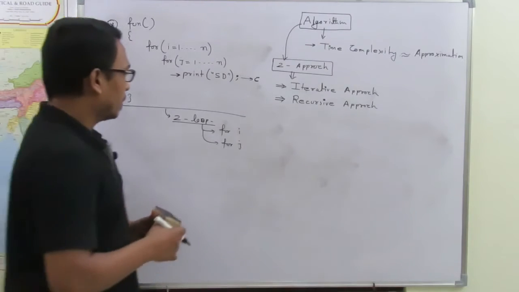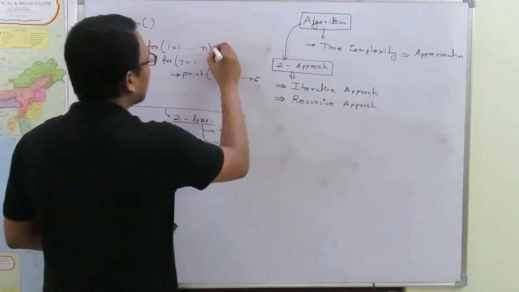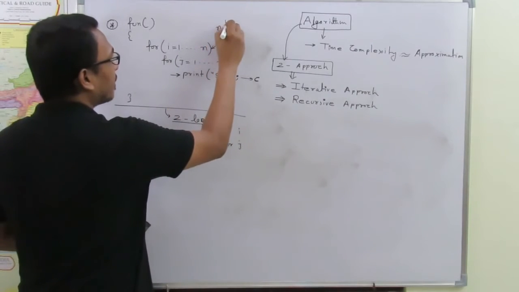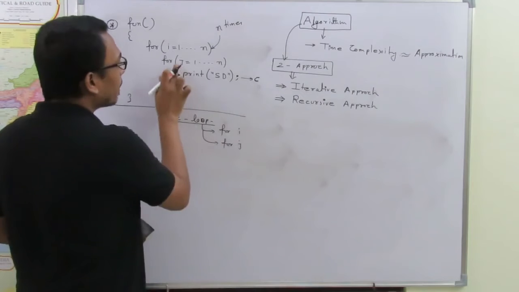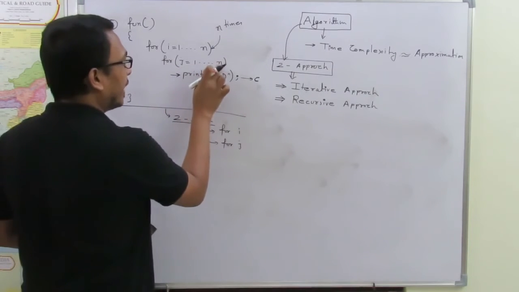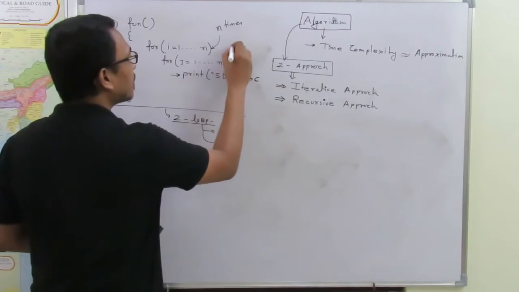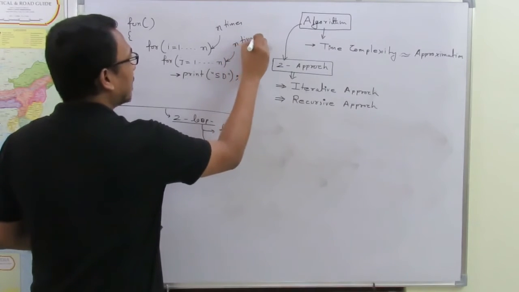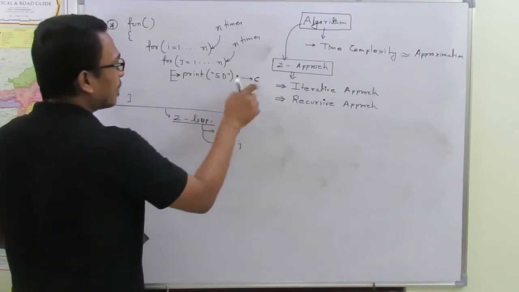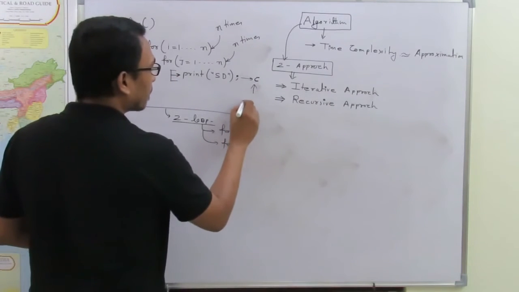Now the i loop, how long will it execute? It will execute n times. Now for the j loop, again it will start from 1 and continue till n, that means this also executes n times. That means this statement will execute n square times.